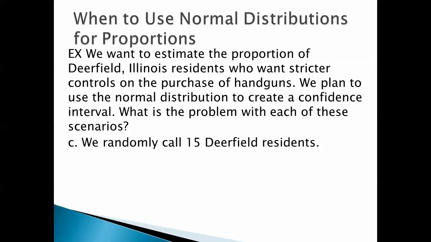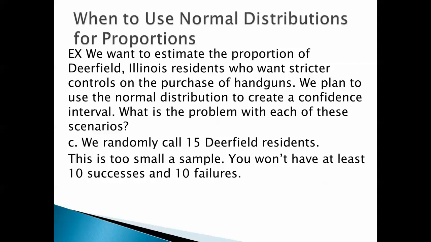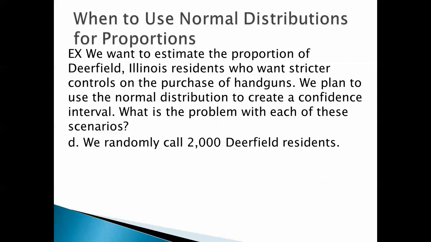C. We randomly call 15 Deerfield residents, so we're not going to do the mall this time. We're going to call people. Well, this is too small a sample. You won't have at least 10 successes and 10 failures. That's not going to work. And D, we randomly call 2,000 Deerfield residents.